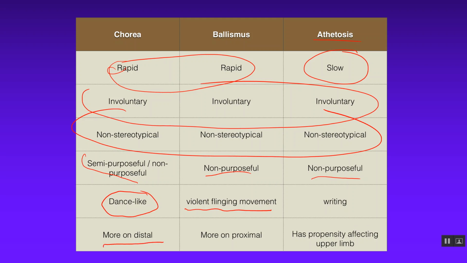Chorea is more distal in nature, whereas ballismus is more the proximal muscles doing that motion. Yeah. What's that?